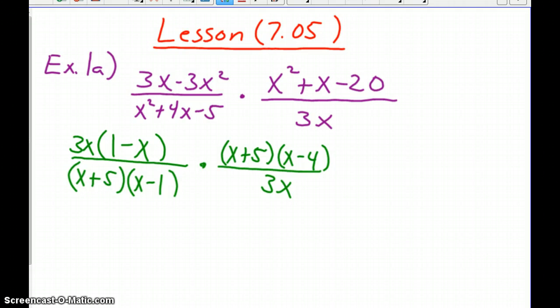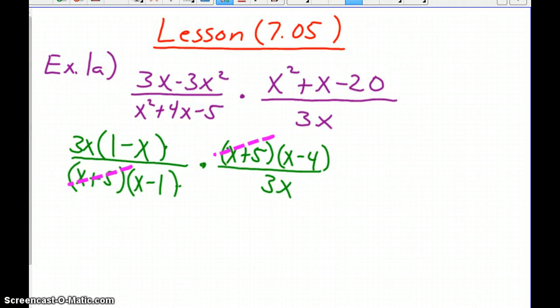Now you're going to look at this and say, is there anything that I can cancel? Before we start, to cancel, remember, one has to be on the bottom, one has to be on the top, either directly on top or diagonally on top, right? Okay, so x plus 5 and x plus 5 and x plus 5. Okay, agreed. So x plus 5 and x plus 5 cancel.